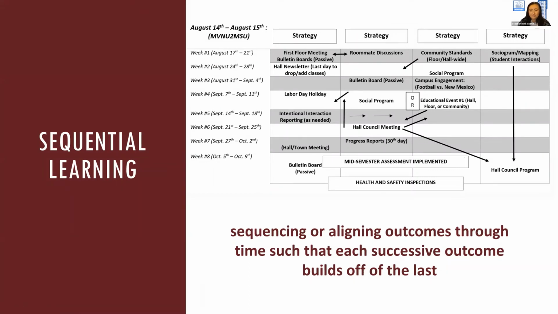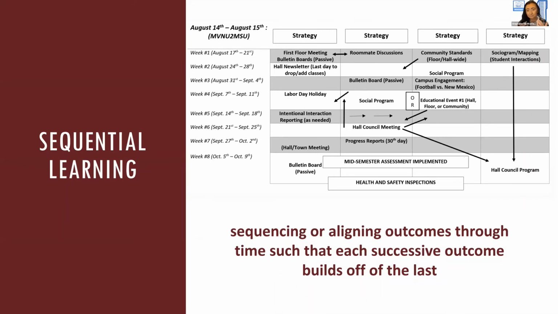As we were working toward moving from a programming model to a residential curriculum, the idea of sequential learning came up a lot. So this on your right is somewhat of a calendar, right? But not your stereotypical RA calendar, maybe. So this is our first couple weeks. So you can see week 1, week 2, this was the fall semester, and the sequential learning is mapped out here. So the first strategy, bulletin boards, those passive programs, and those first floor meetings that have a lesson planned with them. Moving straight into that, at the end of that, it was followed by a roommate discussion.